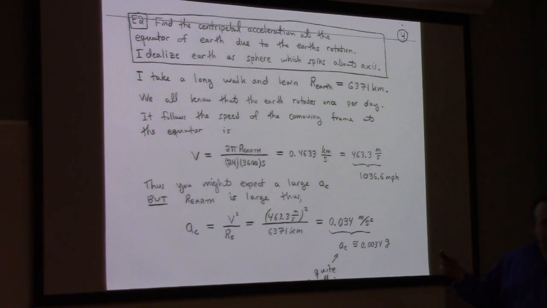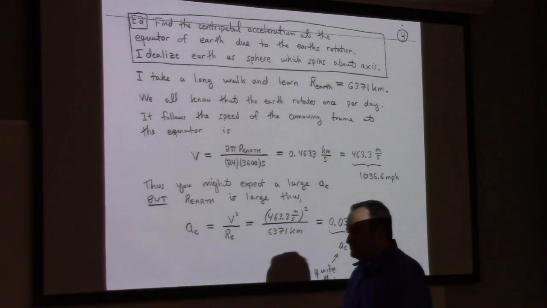In fact, the force of gravity is a little bit lower in the equatorial region, as opposed to up at the poles. And that's part of why the Earth is not a sphere. It's an oblate spheroid, because it does spin out a bit.